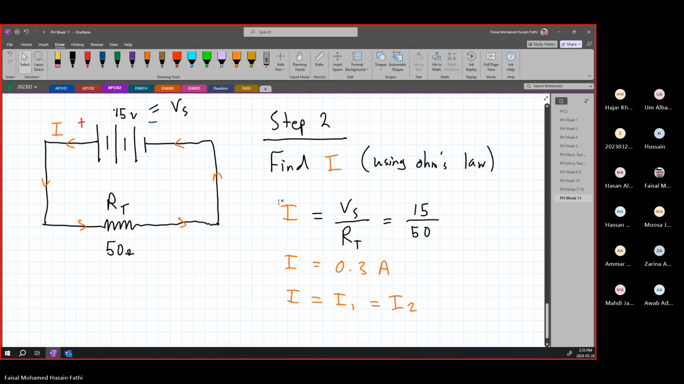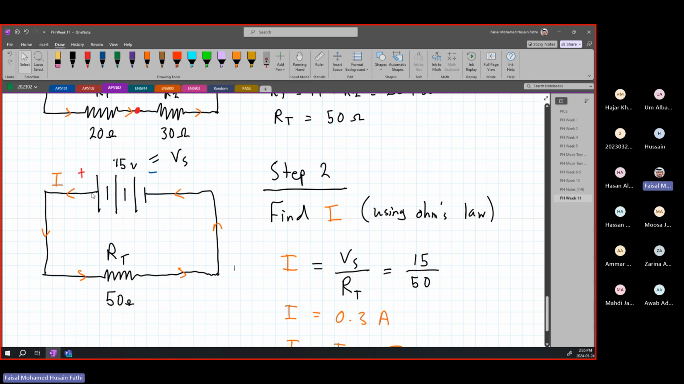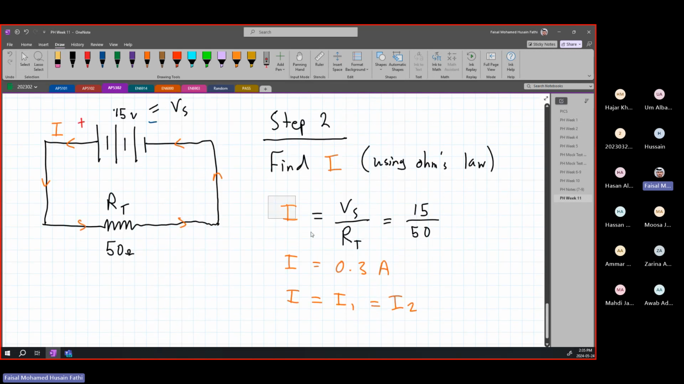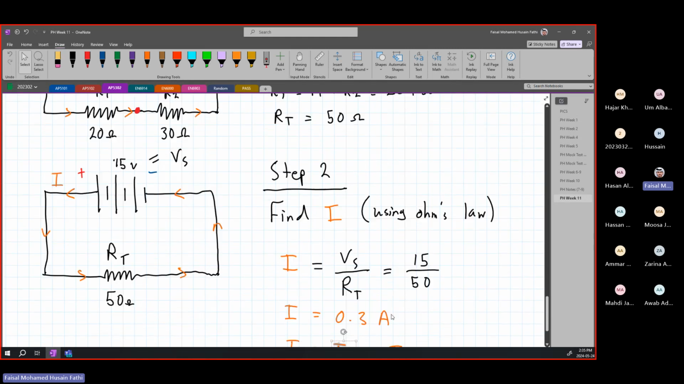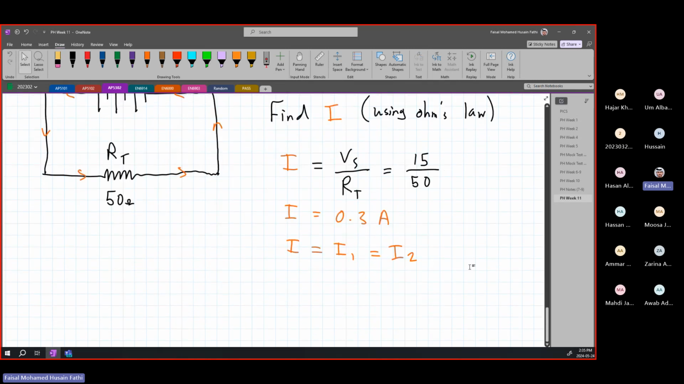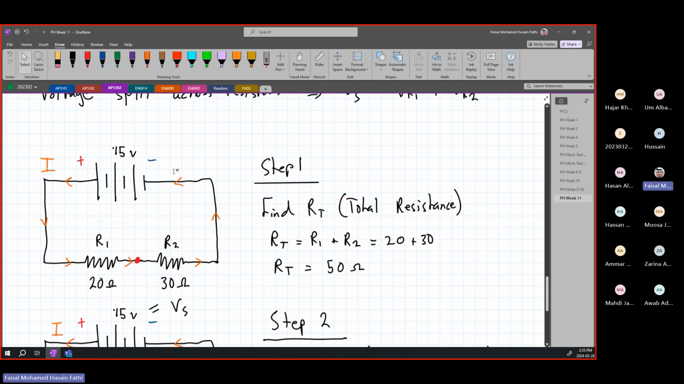And we know that this total current, because this is a series circuit, remember, we are only talking about a series circuit right now. Since this is a series circuit, we know that current I is equal to I1, which is the current through the first resistor, and it's also equal to I2, which is the current through the second resistor. So we know that all of these are all equal to 0.3 ampere.